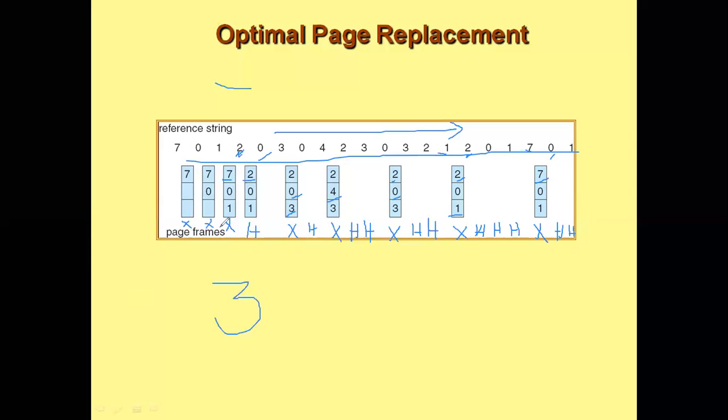So if you count the number of page faults, we have 1, 2, 3, 4, 5, 6, 7, 8. We have totally 8 page faults, and then we have how many hits? 1, 2, 3, 4, 5, 6, 7, 8. Okay, so there are 8 hits here. So this is how you find the page hits and page faults.